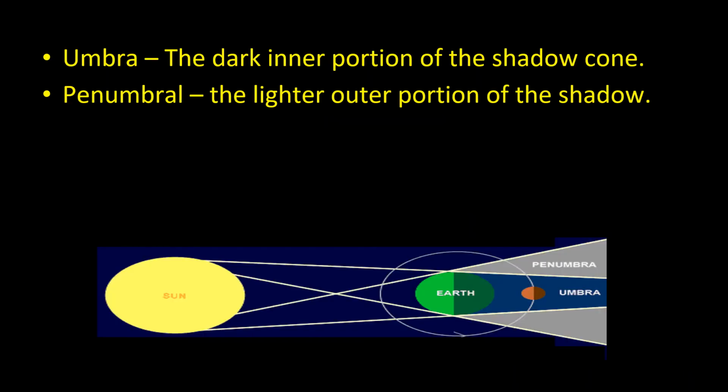There are two parts of a lunar eclipse. The umbra is the dark inner portion of the shadow cone. The penumbra is the lighter outer portion of the shadow. Both of these are based off the angle of the sun's rays.